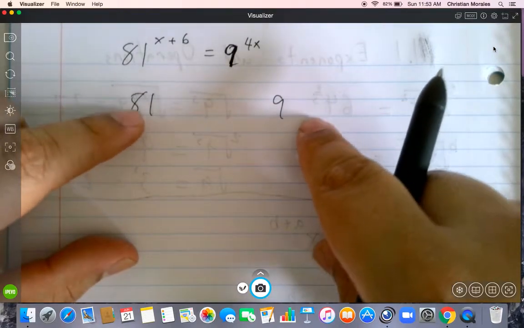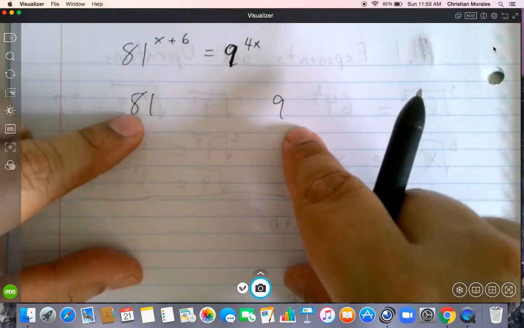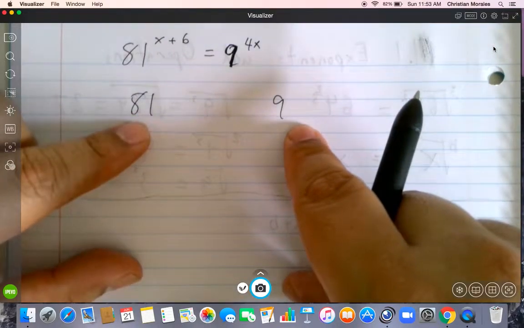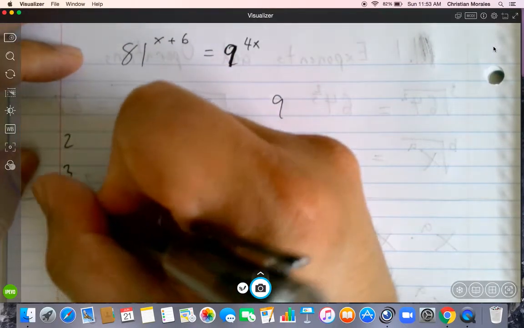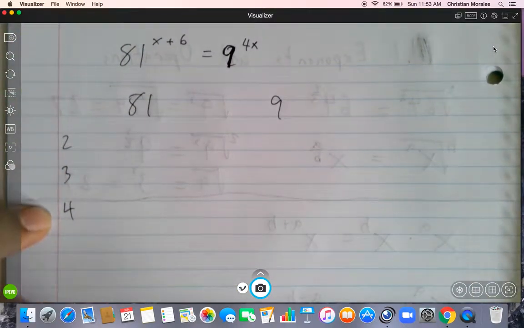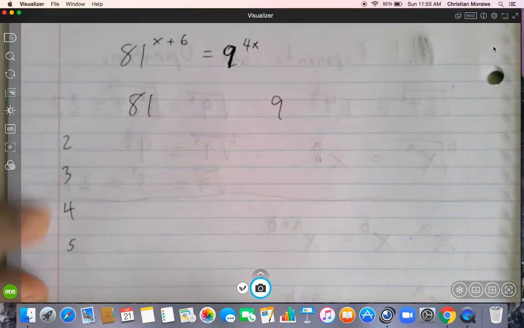So you can say what number makes them both. You really have to know your exponents. You have to know your powers of 2, your powers of 3, powers of 4. These are probably the most important. Powers of 5 are good too, but these will probably help you out the most.